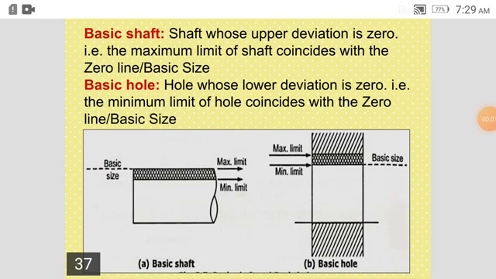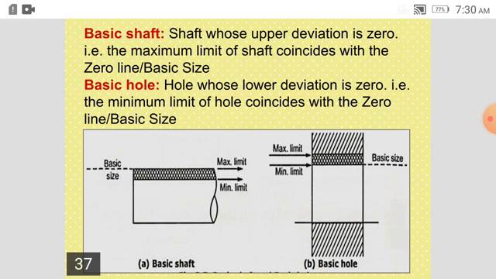Students, we have started with the standards of measurements, and we have seen last time the fits, that is clearance fit, transition fit, and interference fit. Next is the basic shaft. Now, what is the basic shaft, or which shaft is known as a basic shaft?